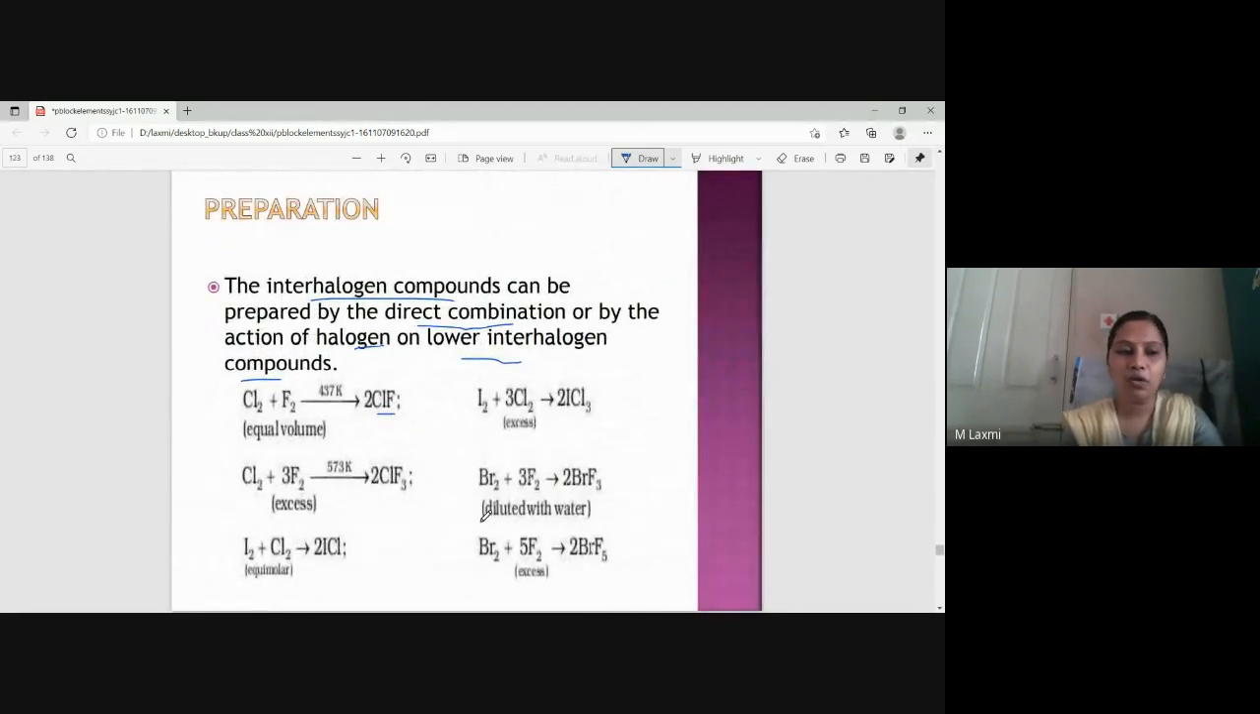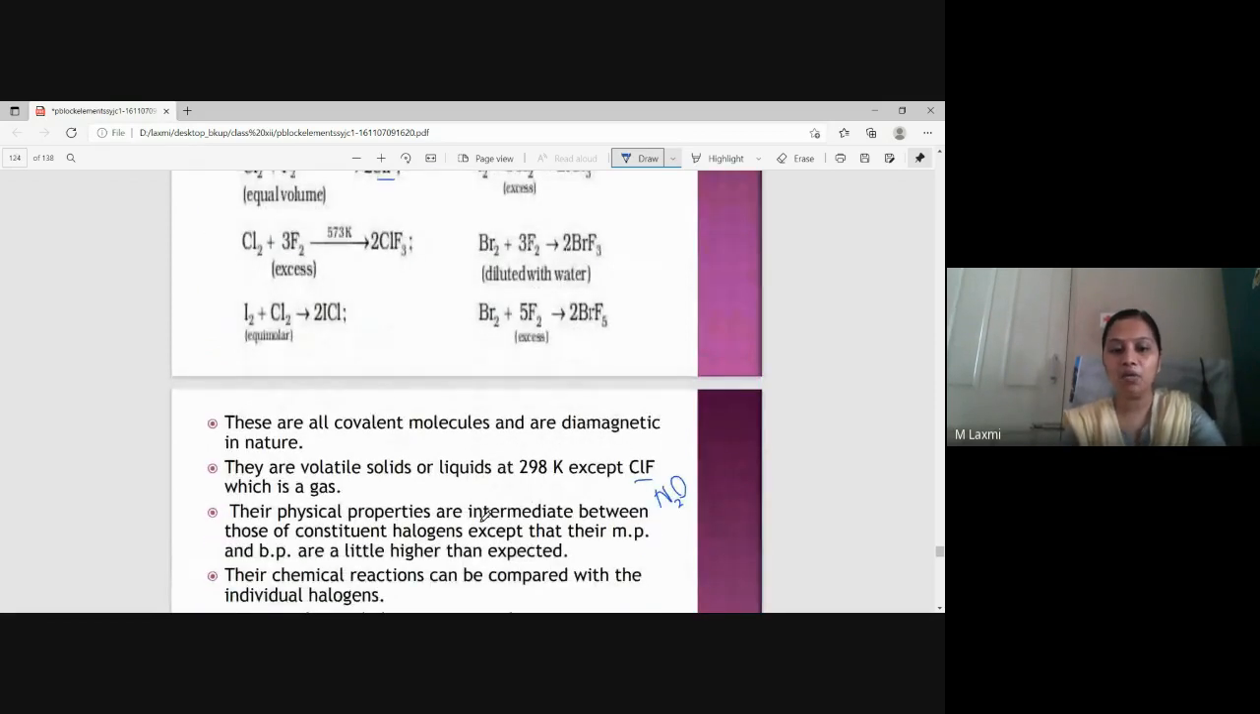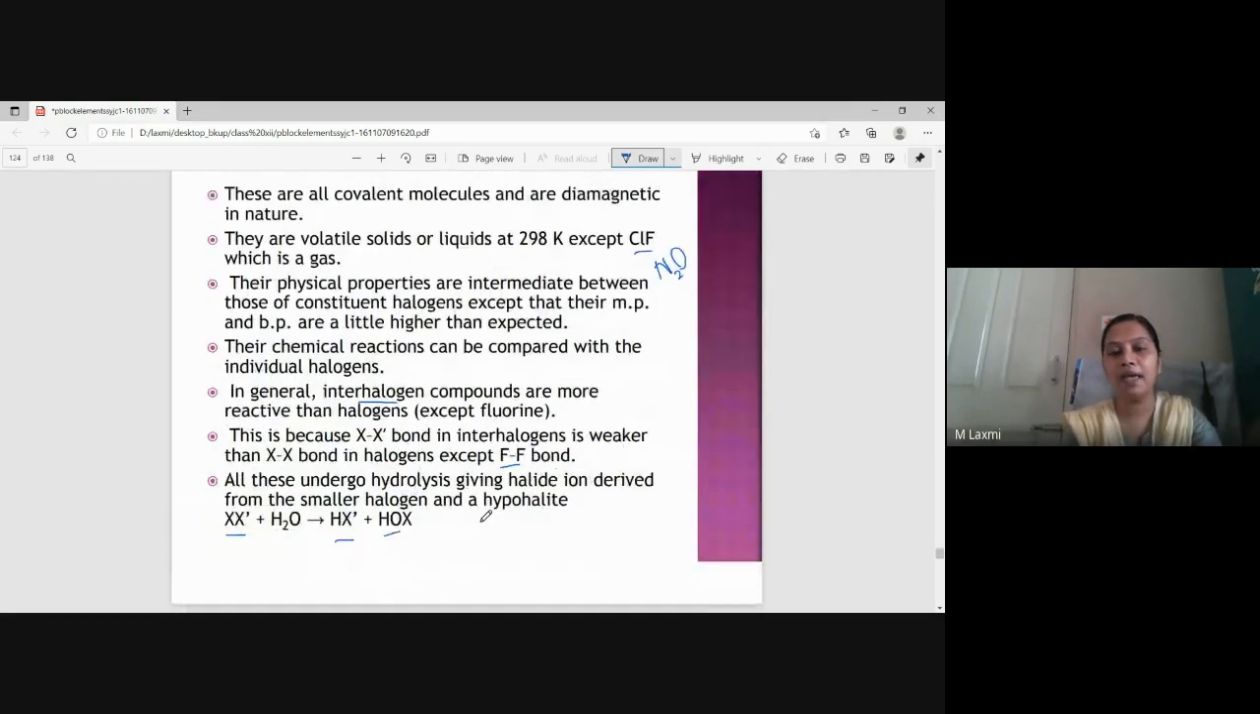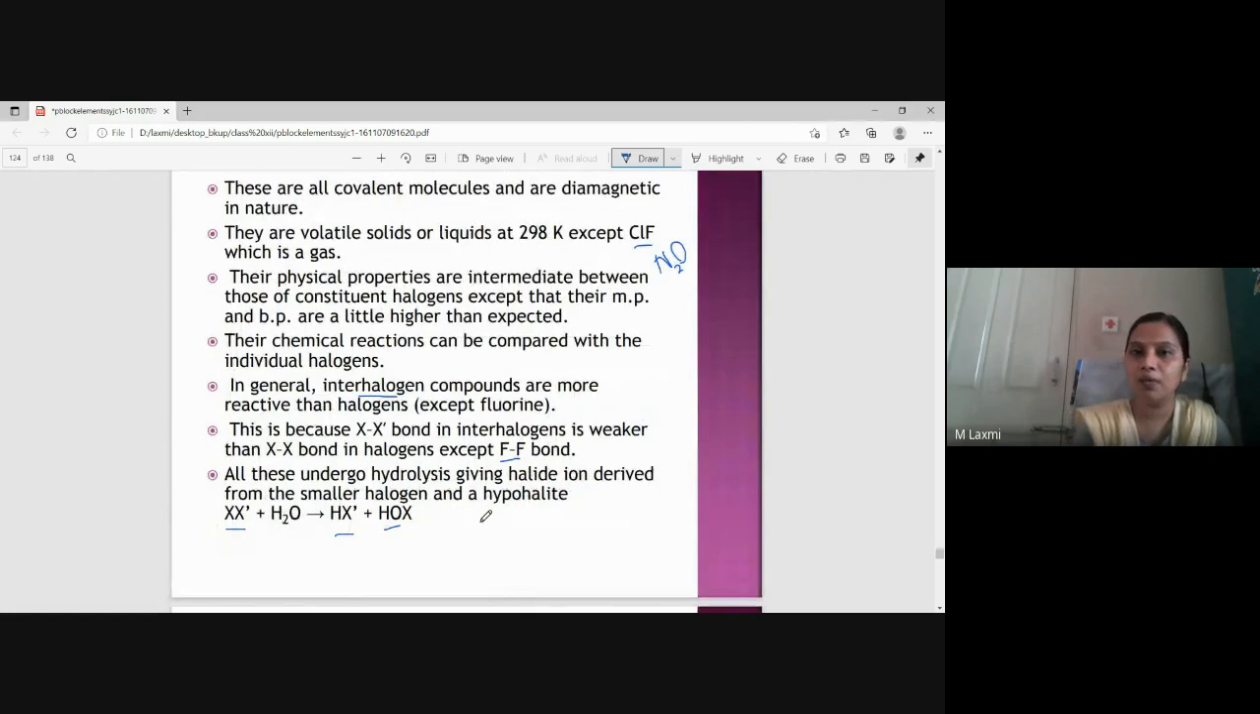Interhalogen compounds can be prepared by direct combination of two halogens, or by the action of one halogen on lower interhalogen compounds. They can be prepared by direct combination, both in equal amounts or one in excess, and accordingly the compound will be formed. They are covalent, they are diamagnetic, they are volatile solids or liquids except ClF, which is a gas.